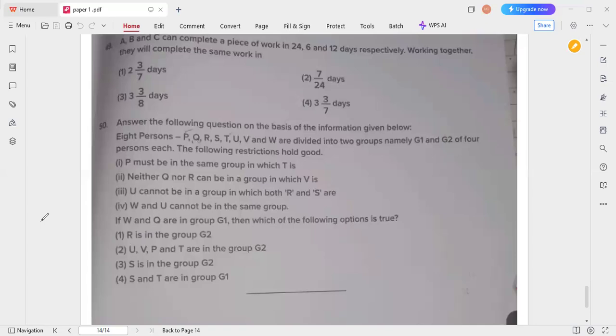So we'll solve all 50 questions. If any mistakes are there, just let me know in the comment box, because anyway, this is the tentative key answers. 1 or 2 questions or some more questions may vary. We have to wait till the final key answers come.